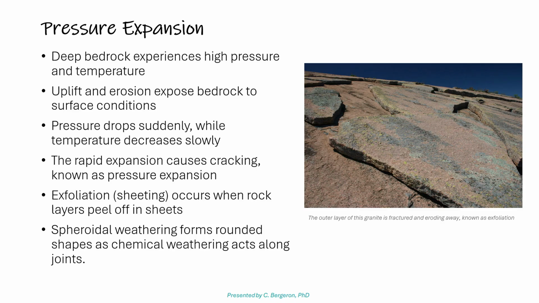The first kind of mechanical weathering that we're going to talk about is pressure expansion. Note that mechanical weathering is any type of weathering that physically breaks the bedrock into smaller pieces. The usual agents of mechanical weathering are pressure, temperature, freezing, thawing, plant or animal activity, and salt evaporation. Those are the main agents. Now I'm going to talk about pressure expansion.